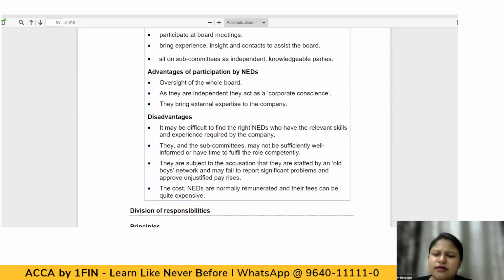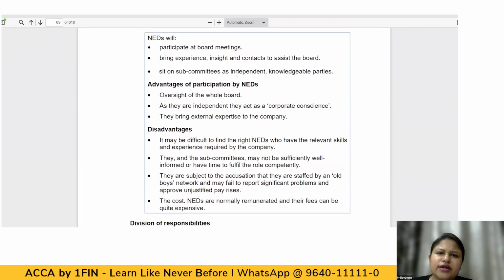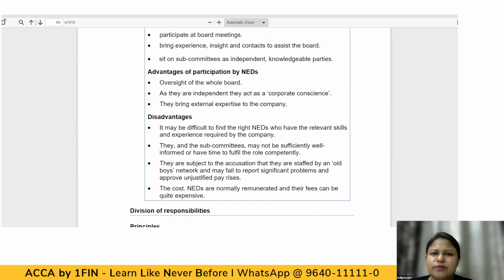They don't take part in the routine development. They participate at the board meeting, and they bring their experience and expertise. They also sit on subcommittees, like the audit committee, nomination committee and remuneration committee. They are a part of these subcommittees, because they play a very important role there.